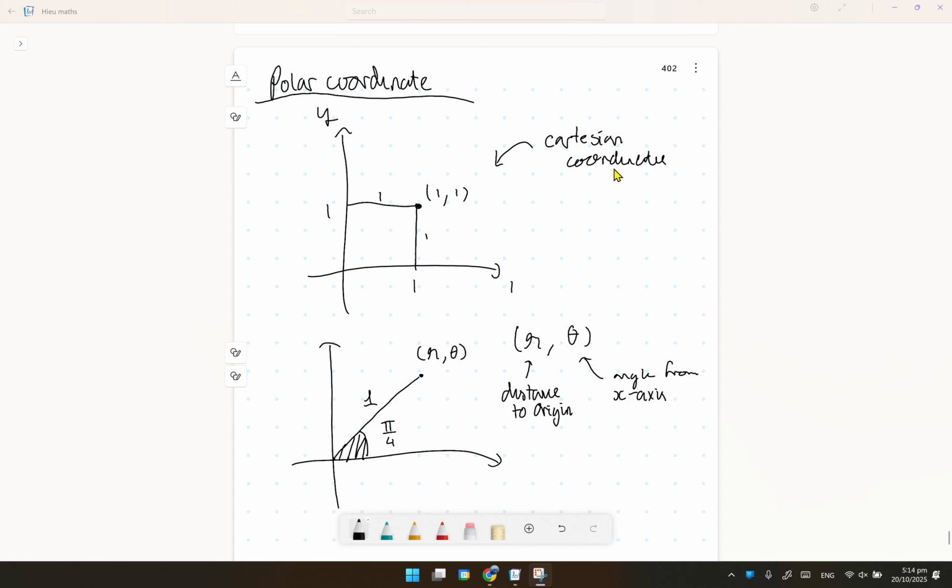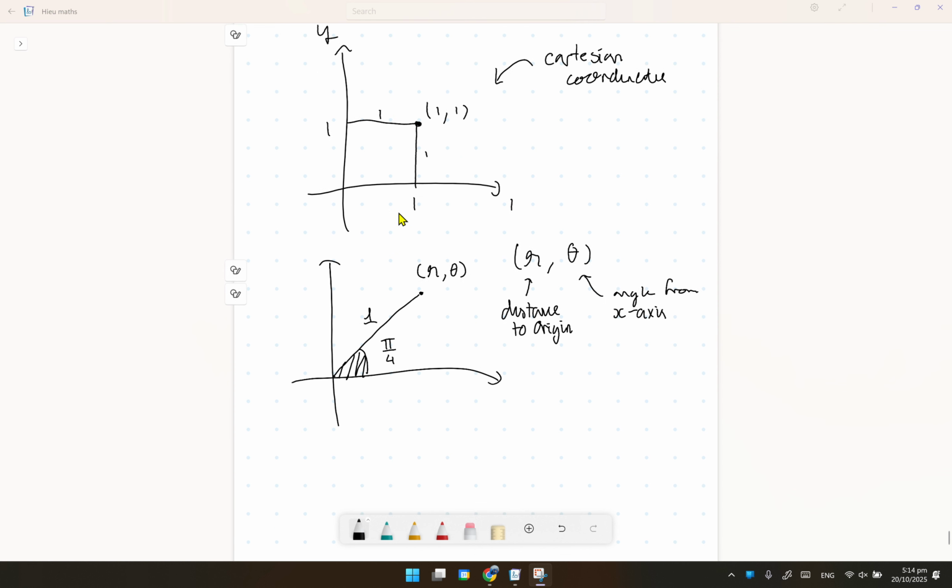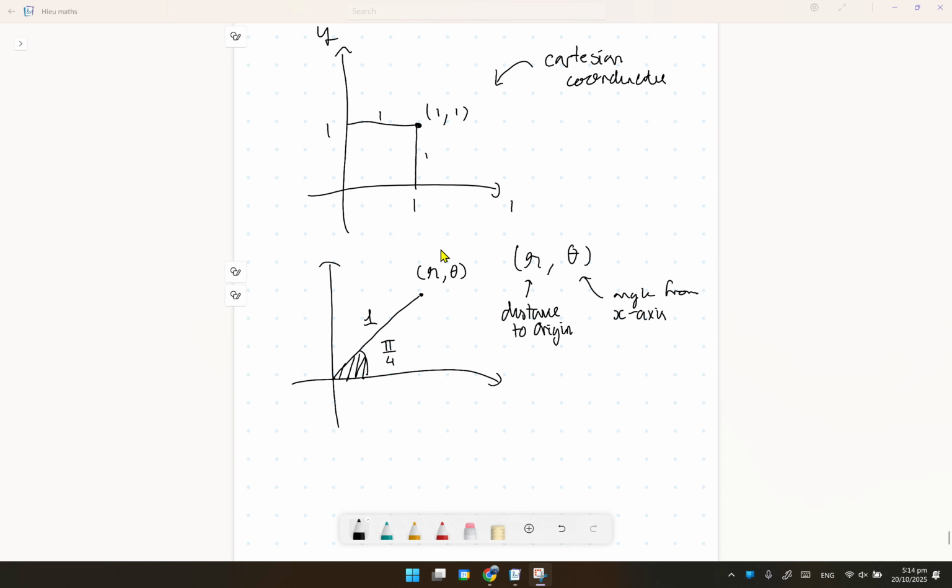We have the Cartesian coordinates, for example, where the point is (1, 1), right? X equals 1, y equals 1. But polar coordinates is simply a different representation of that. So we can say it is (r, theta), and r theta represents the length, which is r. If you imagine this was r and this was theta, theta comes from the angle from the x-axis, and r is just the distance to the origin. So it's just the hypotenuse.